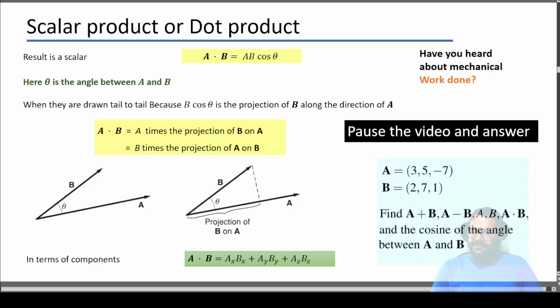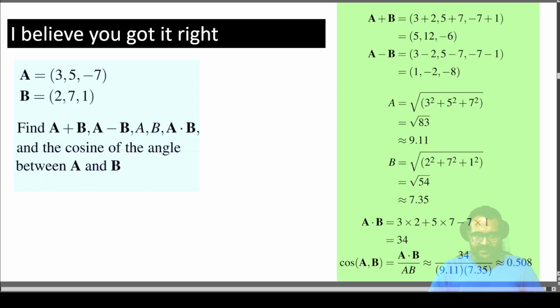If you have a and b like this, what would be a plus b, a minus b, modulus of a, modulus of b, and what will be a dot b and the cosine of the angle between a and b? Have a quick revision on that. If you forgot all of those, see the definition I have written in the previous slides, and try to answer it. I think everything will be clear. I believe you should get all those right.